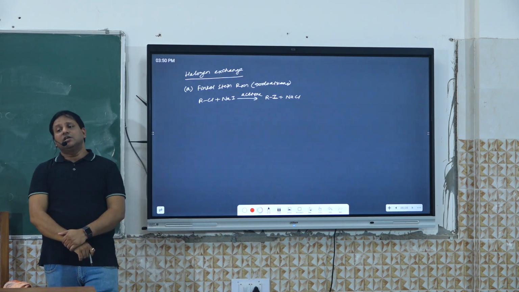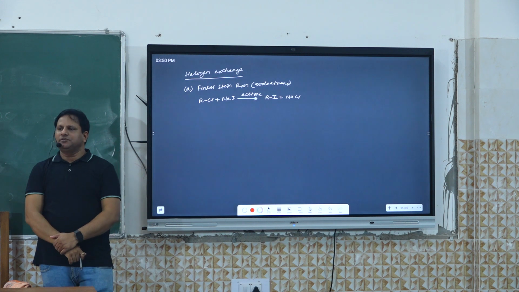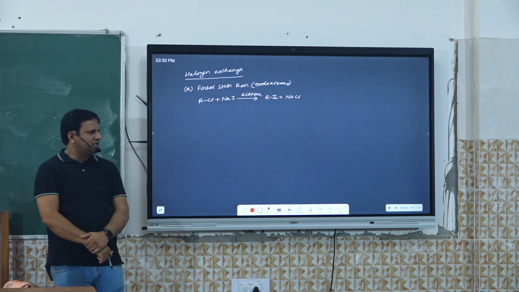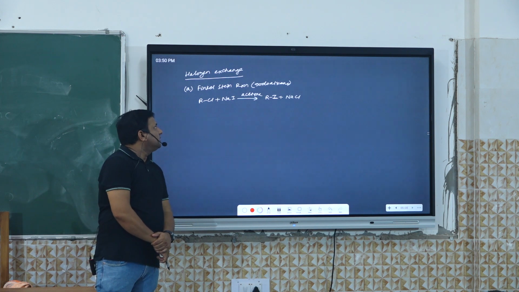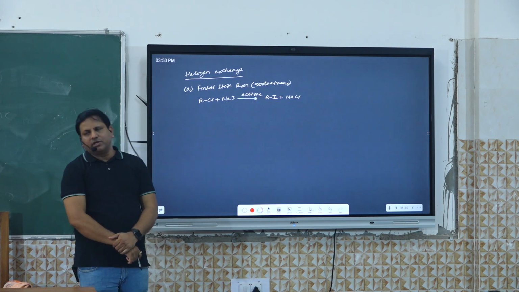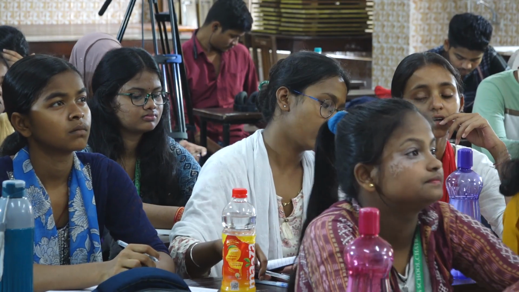Now can anyone say what is the mechanism of this reaction? Of course it is the nucleophilic substitution reaction because iodine is substituting chlorine. Chlorine is being substituted by iodine. Yes or no? So if it is nucleophilic substitution, then you know SN1 or SN2. Which method is this? SN1 or SN2?